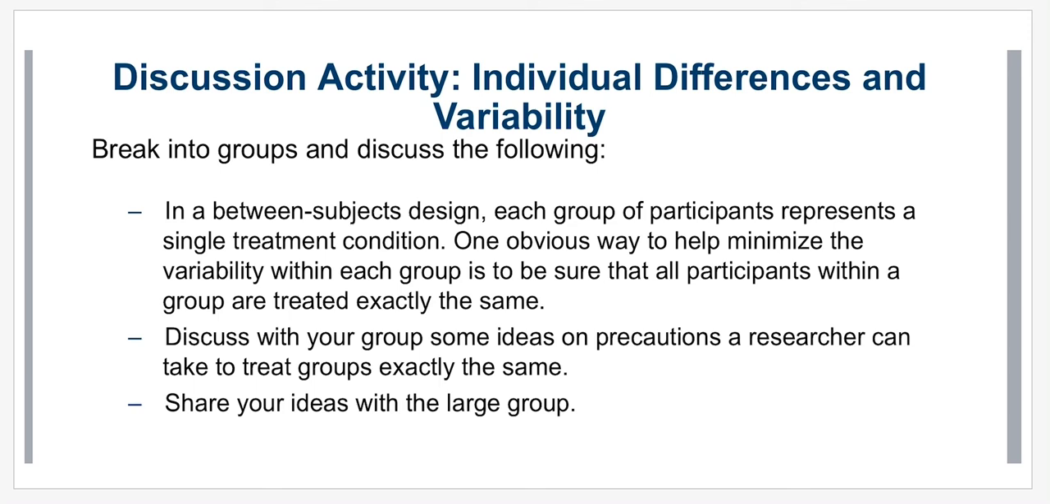You can pause this, you can screenshot this, but in a between subjects design, one group of participants represents a single treatment condition. One obvious way to help minimize variability within each group is to be sure that all participants are treated exactly the same. That was that standardization we just talked about. What are some ways that you could do that? What are some precautions that you could take to make sure that your groups are treated exactly the same?